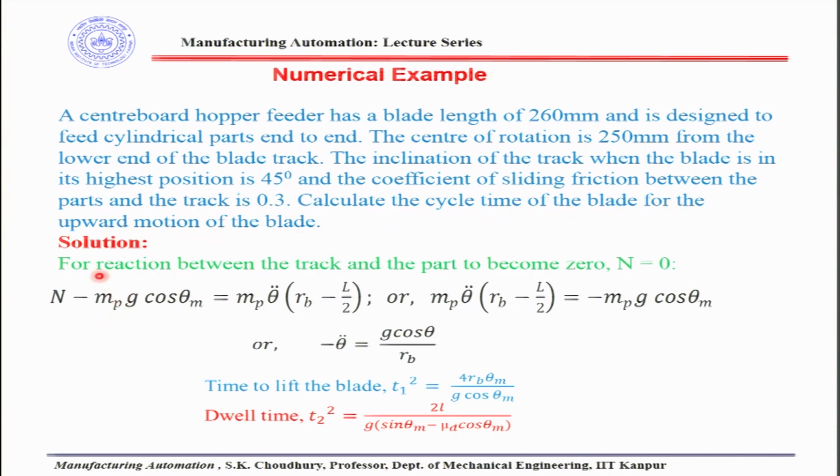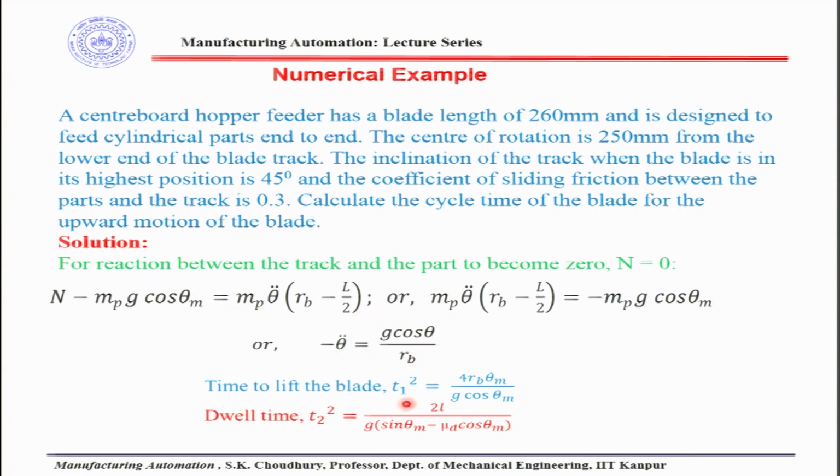I will remind you that for the reaction between the track and the part to become 0, we write Newton's second equation: N minus m_p g cos theta_m is equal to m_p times the acceleration, and the length is R_B minus L by 2. Or from here we get that the acceleration is g cos theta by R_B.